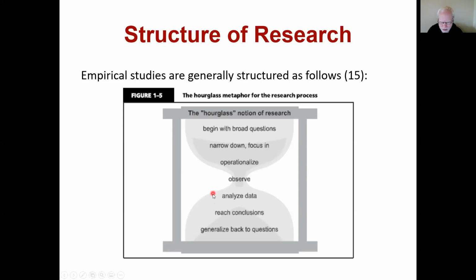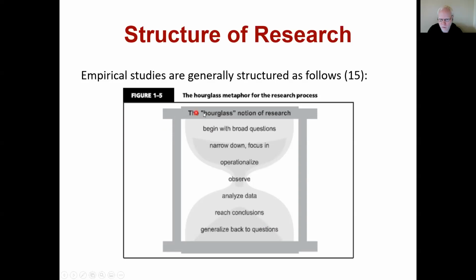We then analyze the data, reach conclusions about the data, and based on the conclusions we've drawn from our data, we try to generalize back to the bigger questions. So say we found a cause of poverty in Canada, we might then try to generalize back to: is this a cause of poverty not just in Canada, but in other places as well? We have to be careful not to draw too large of conclusions, and we'll talk more about that later in the course when we talk about external validity.